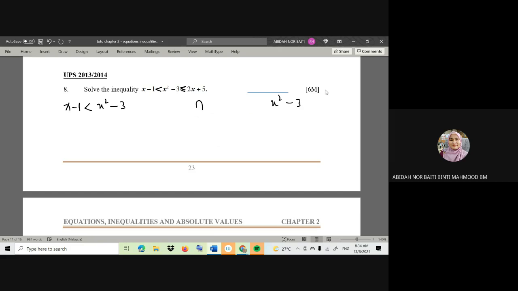Okay, for question 8. Question 8, how did you do this? We rearrange, okay? x minus 1 less than x squared minus 3. If it is less than or equal, the relation is AND or OR? If it is less, AND. Okay, AND. Separate. x squared minus 3 less than or equal to x plus 5.